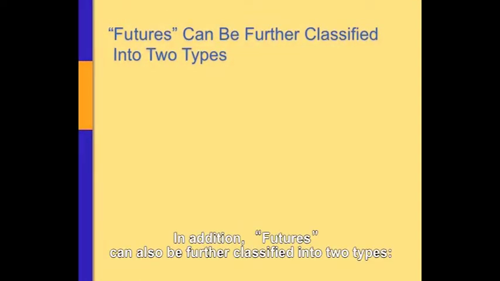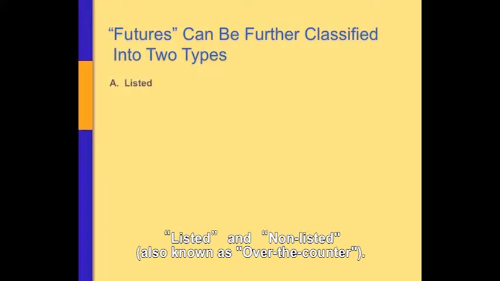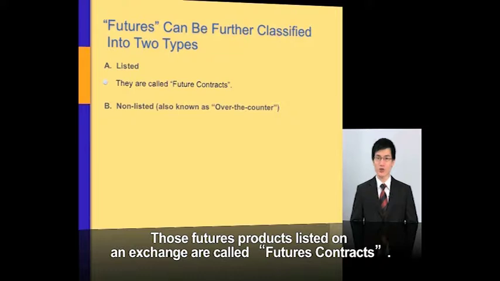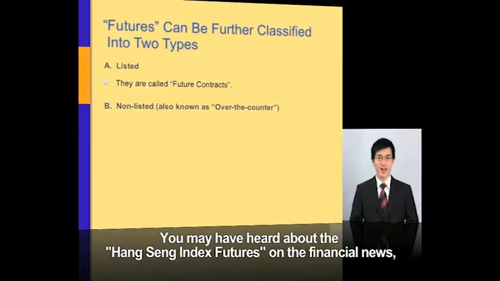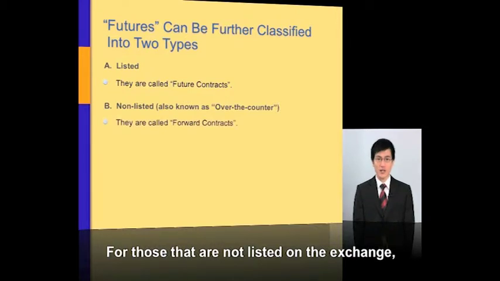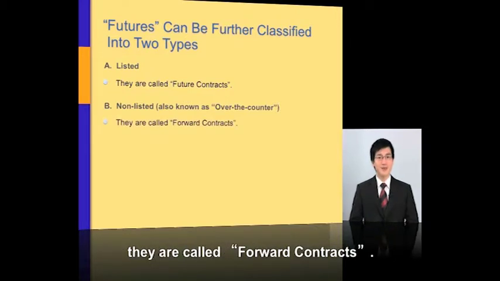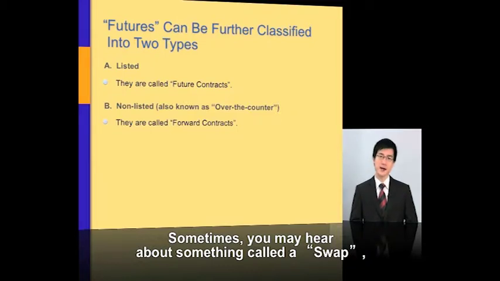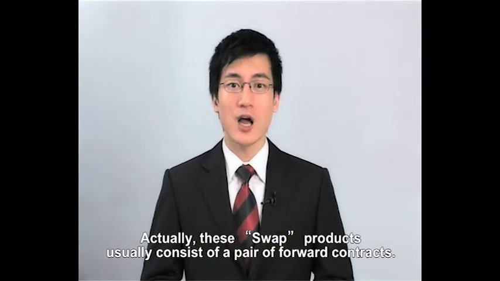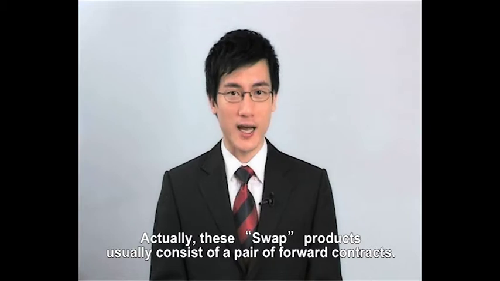In addition, futures can also be further classified into 2 types, listed and non-listed, also known as over-the-counter. Those futures products listed on an exchange are called futures contracts. You may have heard about the Hang Seng Index futures on the financial news. That is an example of futures contracts listed on the exchange. For those that are not listed on the exchange, they are called forward contracts. Sometimes you may hear about something called a swap, such as a currency swap or interest rate swap. Actually, these swap products usually consist of a pair of forward contracts.